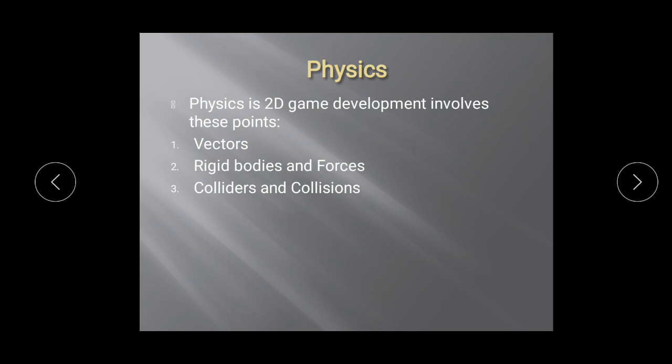There are three points which are taken into consideration when we are talking about physics. First is vectors, second is rigid bodies and forces, third is colliders and collisions. These are the three components in which my physics works. So the very first one is vectors.